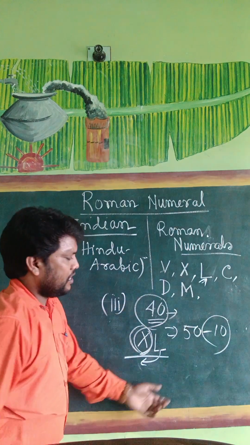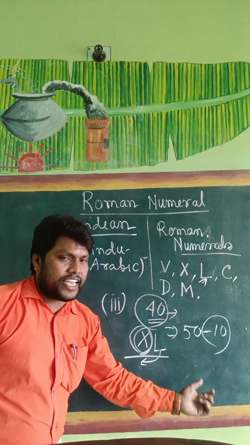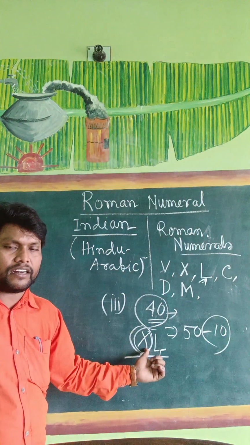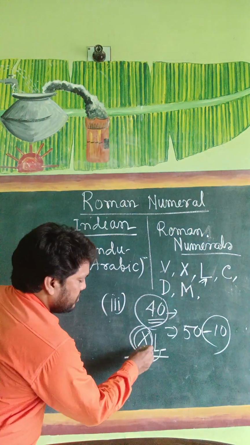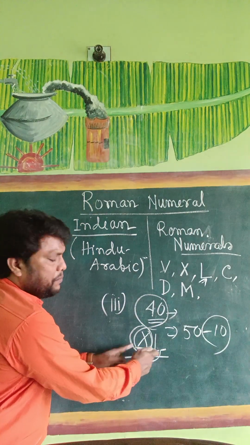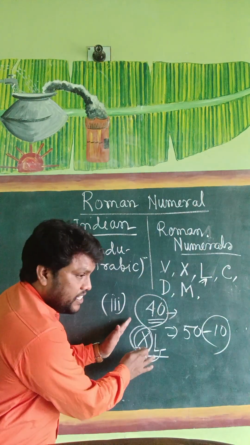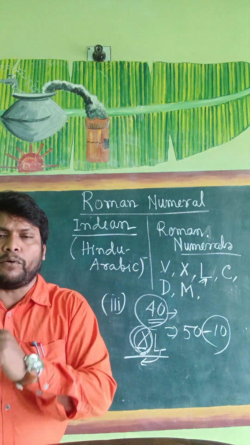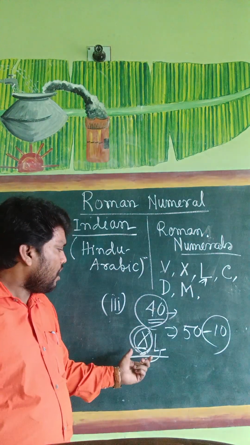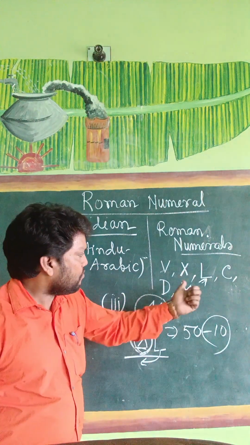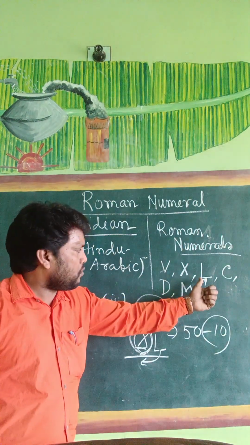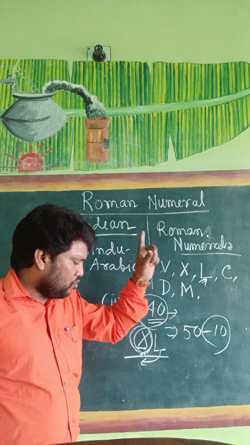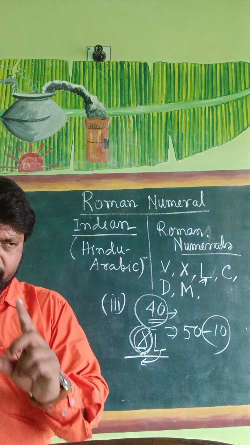But what we do is 50 minus 10, that means 40. But Roman numerals write the subtrahend before the large number. Understand? This is the technique to write. X is not repeated more than 3 times. So how can you write 40? The value 40 is nearest to 50. So if you subtract 10 from 50, you will get 40. This rule will be followed in all cases.